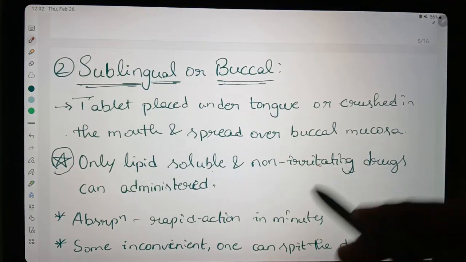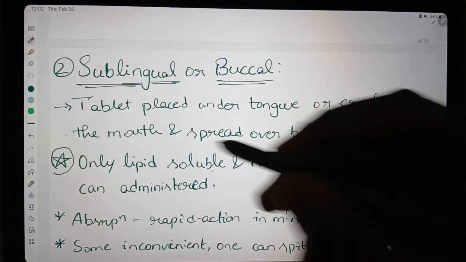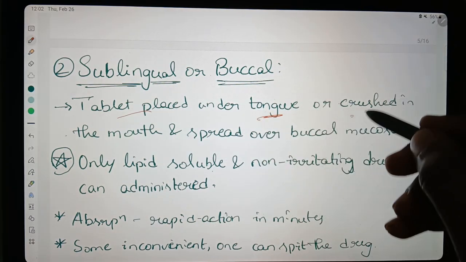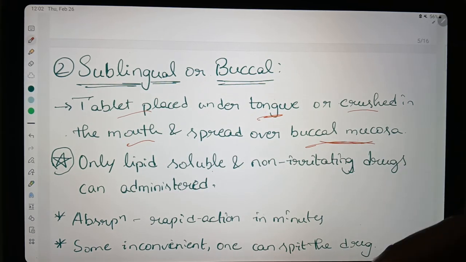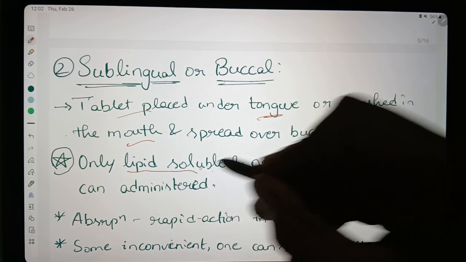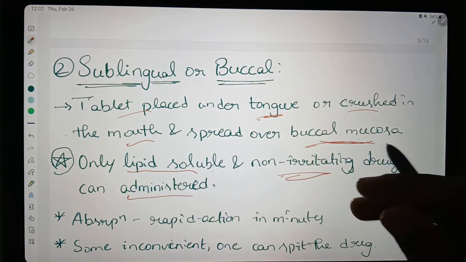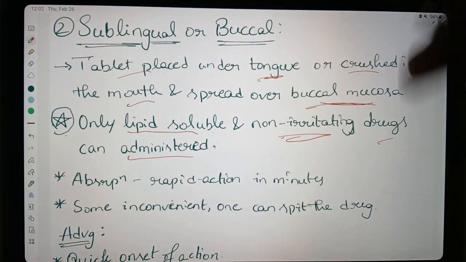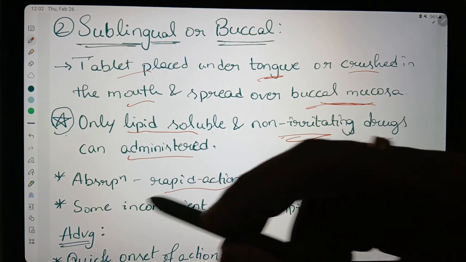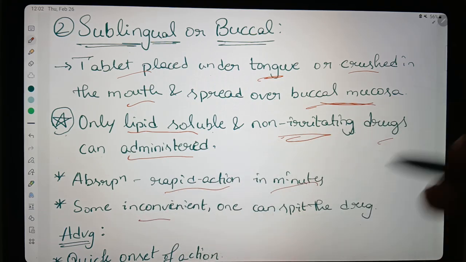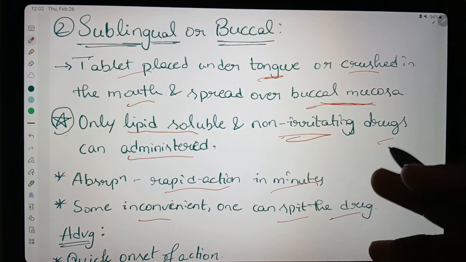Coming to the second type, sublingual or buccal. In this type, the tablet is placed under the tongue or crushed in the mouth and spread over the buccal mucosa. Only lipid soluble and non-irritating drugs can be administered. In sublingual, there is rapid action within minutes, but there is some inconvenience: if they spit the drug out, the action decreases.